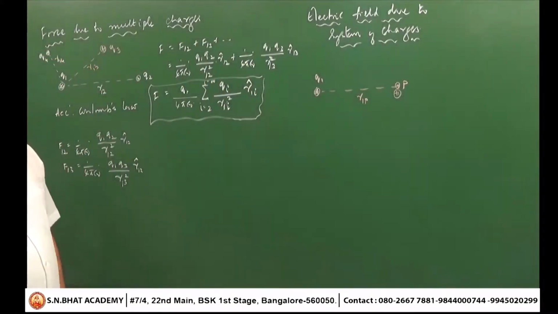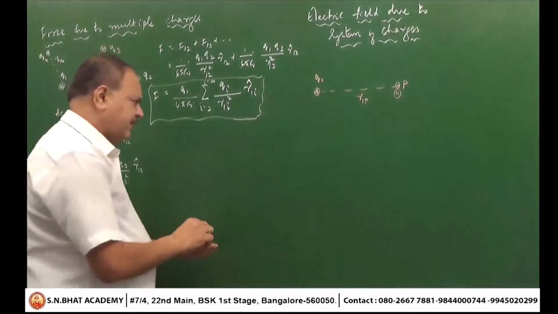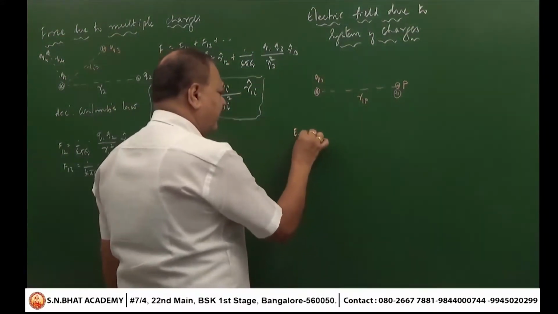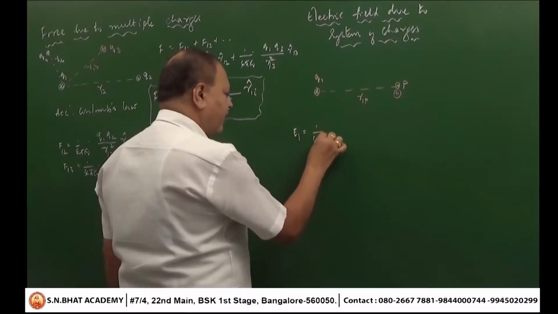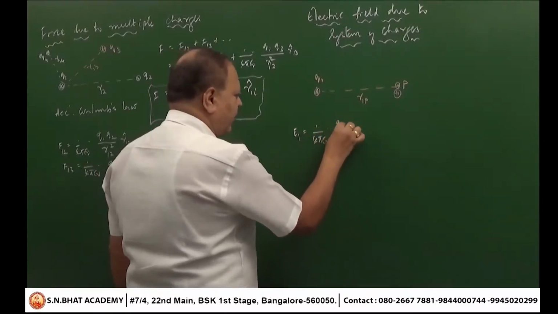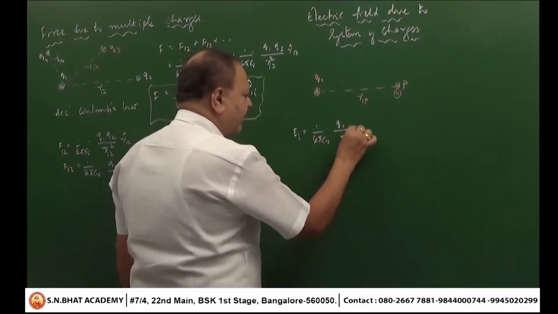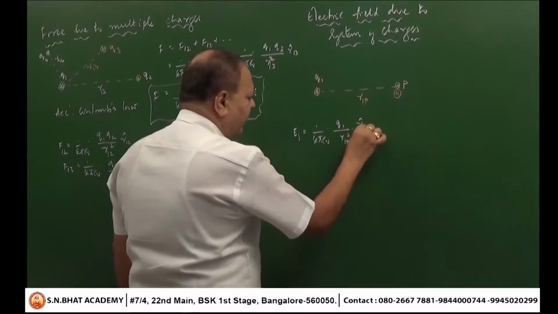Because of this, the electric field at that point is given by the formula 1 by 4 pi epsilon naught into Q1 by D square. D here is R1P square, with R1P as a unit vector.